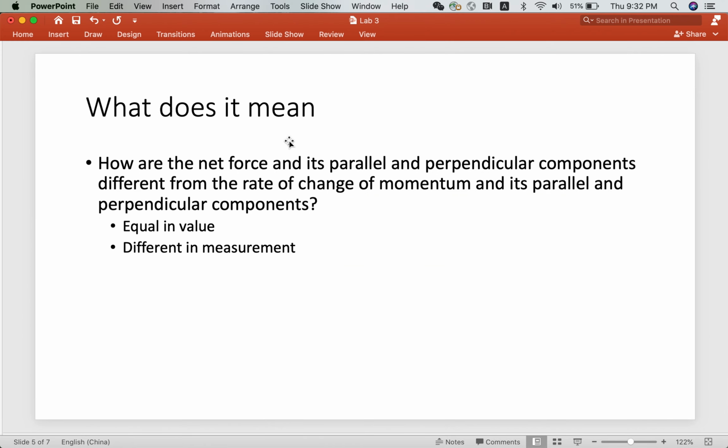For the what does it mean question, the net force is equal to the rate of change of momentum. So they are equal in value. However, they're different in measurement. We cannot directly measure the net force. However, we can measure the rate of change of momentum because we know the velocity of the star and the mass of the star. That is how we calculated in our code.